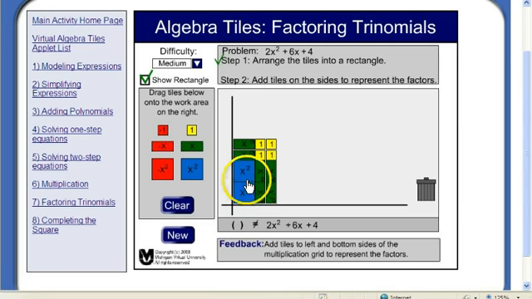Now remember, a block that is x squared has a length of x and a width of x, because x times x would give us x squared. So I want to put an x block down here, and I want to put another one on the side. Now notice how these automatically rotate. So that gives me my x squared blocks in the middle there, the blue ones.